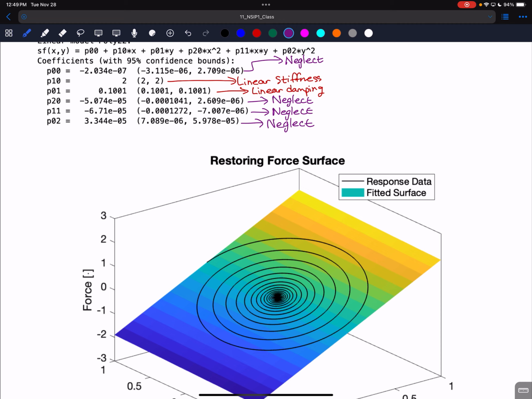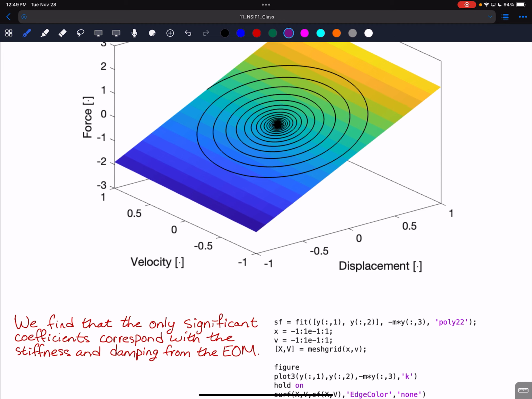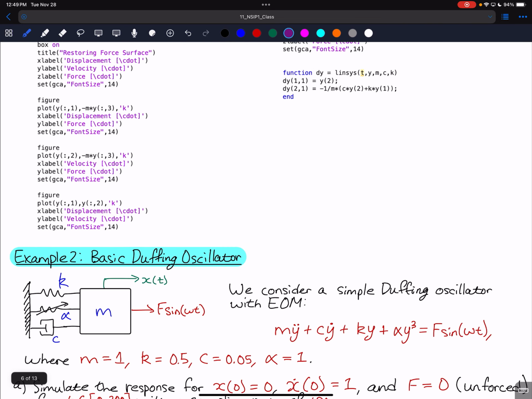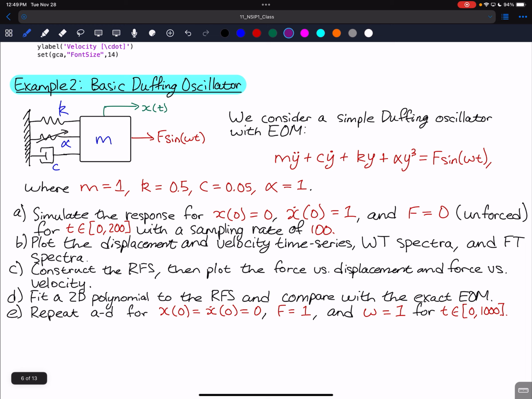All right. So the complete code for this is on the next page. And we're going to take a look at another example. In this case, it's just going to be a basic Duffing oscillator. Again, we're only looking at single degree of freedom systems here.